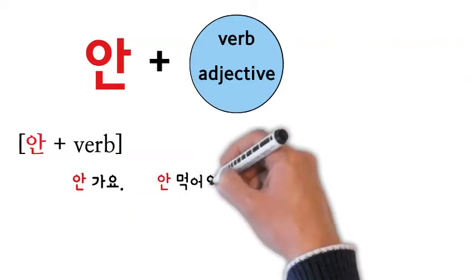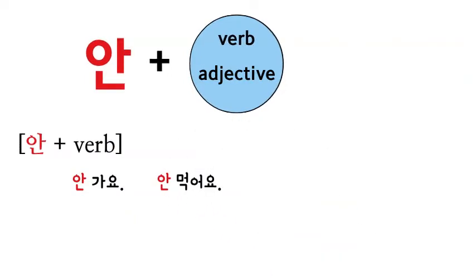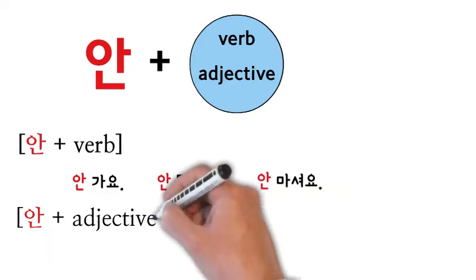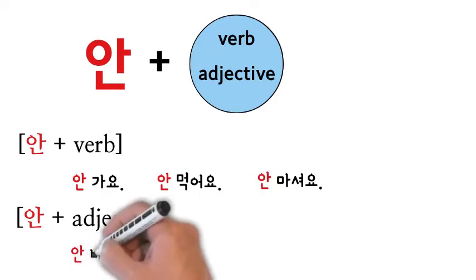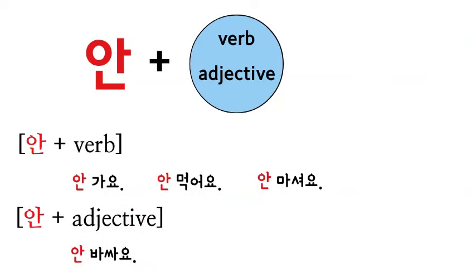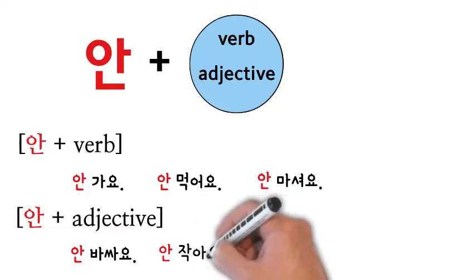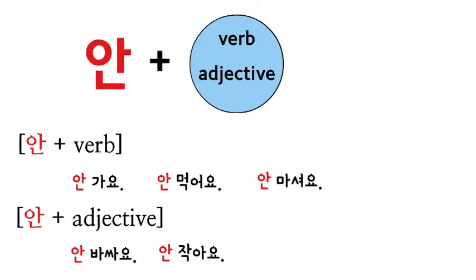안 먹어요, do not eat. 안 마셔요, do not drink. 안 plus adjective, 안 비싸요, it's not expensive. 안 작아요, it's not small. 안 높아요, it's not high.